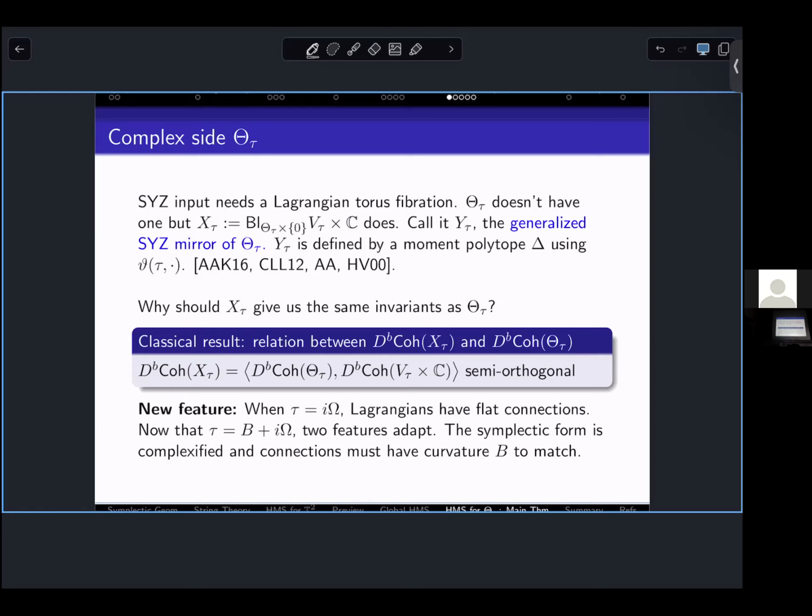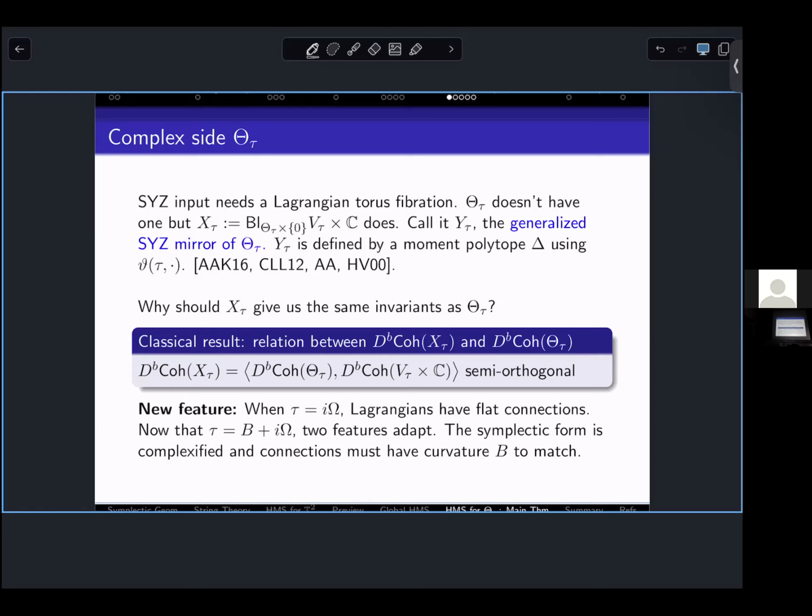So why was this okay to do on the complex side? Well, why should X tau give us the same invariants as theta tau? That's really what we wanted the mirror to do. So there's this classical relation between DbCoh of the blowup and DbCoh of the theta divisor, which is a semi-orthogonal decomposition. So there are morphisms in one direction, but not in the other. It's like how O(1) has sections on P2, but O(-1) does not.